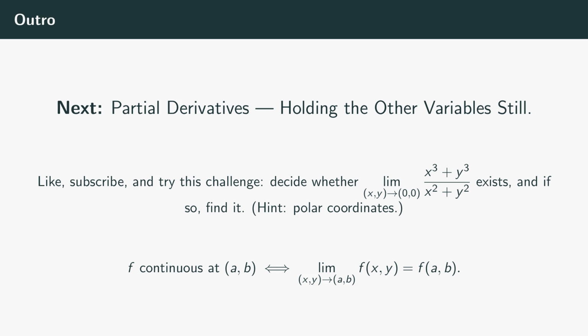As a small challenge, try to decide whether (x cubed plus y cubed) over (x squared plus y squared) has a limit at the origin, and if so, what it is. The polar substitution makes the answer very pretty.